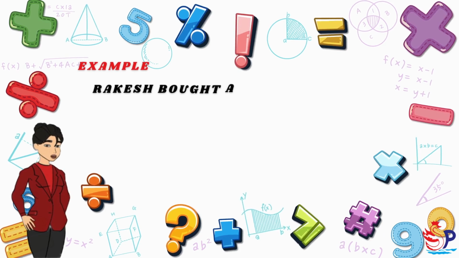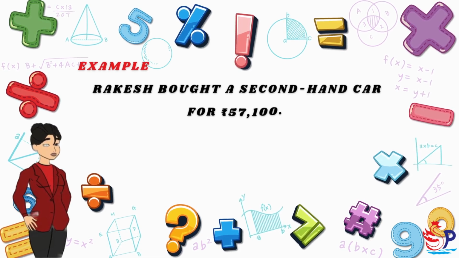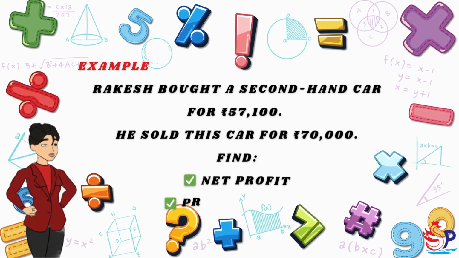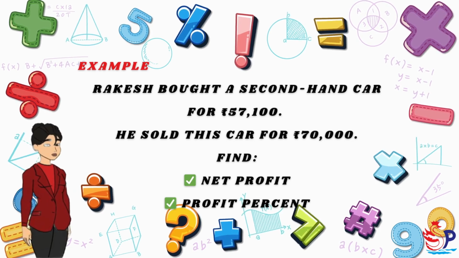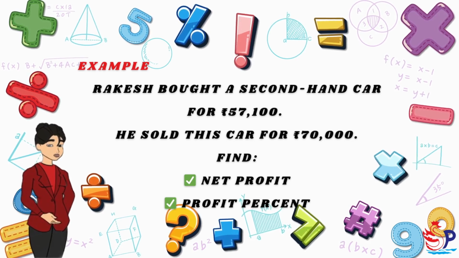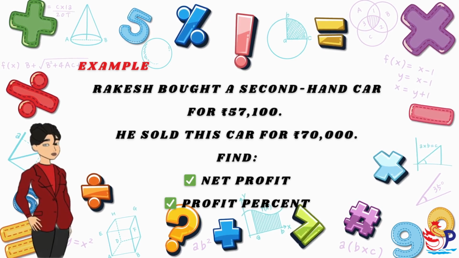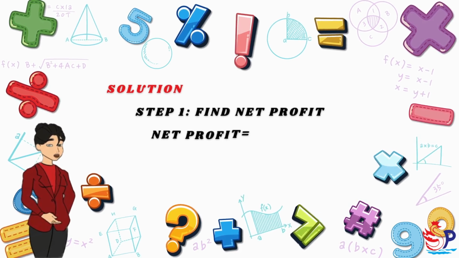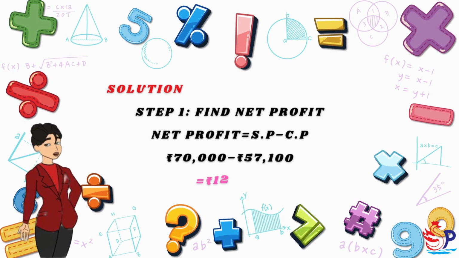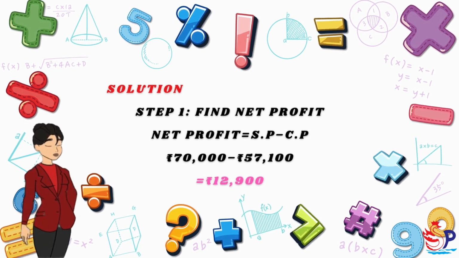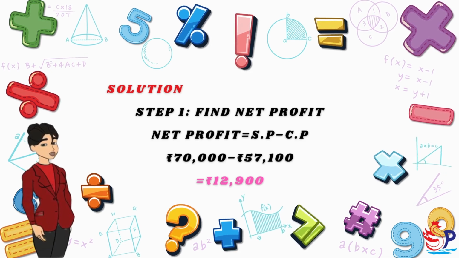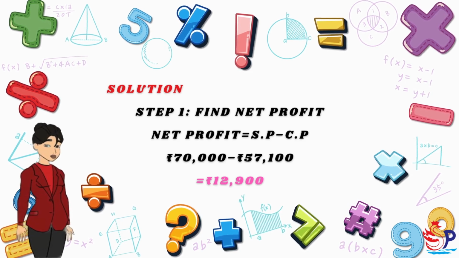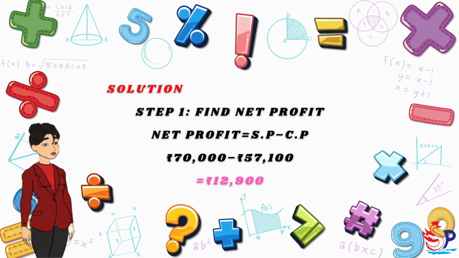Example: Rakesh bought a second-hand car for 57,100 rupees. He sold this car for 70,000 rupees. Find net profit and profit percent. Solution. Step 1. Find net profit. Net profit is equal to SP minus CP. 70,000 rupees minus 57,100 rupees is equal to 12,900 rupees.